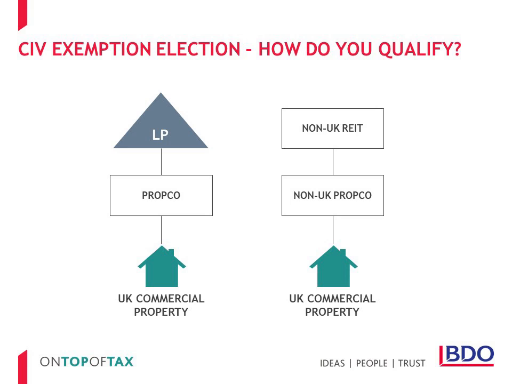Firstly, if a company is owned 99% or more by a partnership, it is capable of qualifying. This is seen in the first diagram on this page. The company in question can be either UK or non-UK tax resident. Secondly, a non-UK REIT or REIT equivalent structure can also qualify. This is seen in the second diagram on this page.